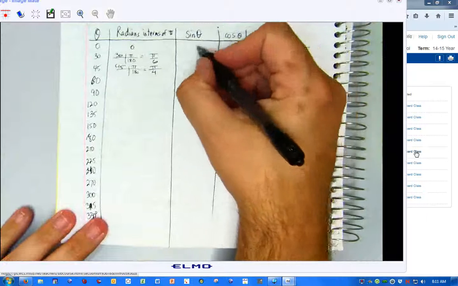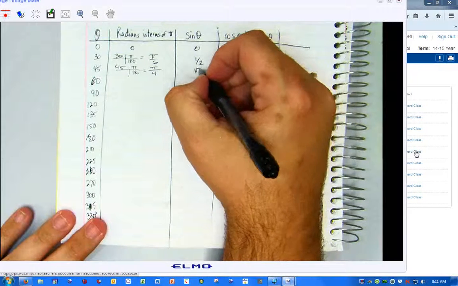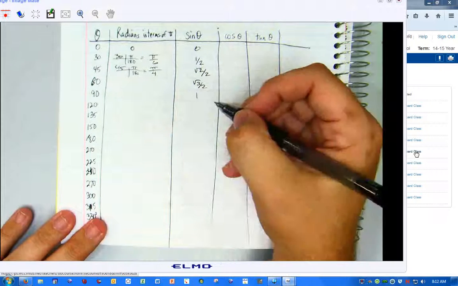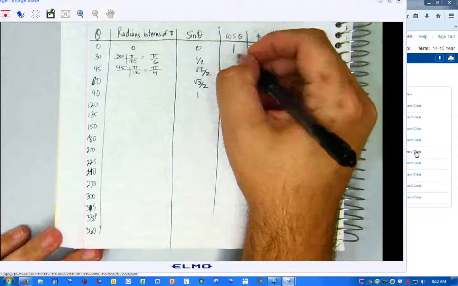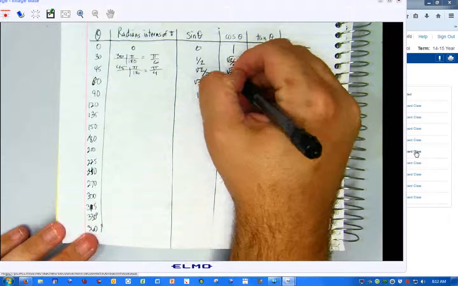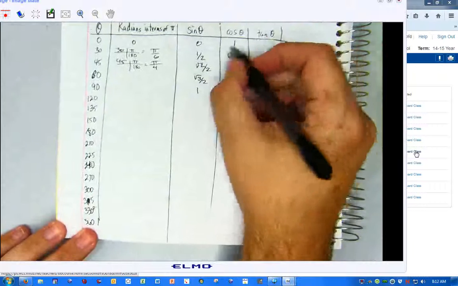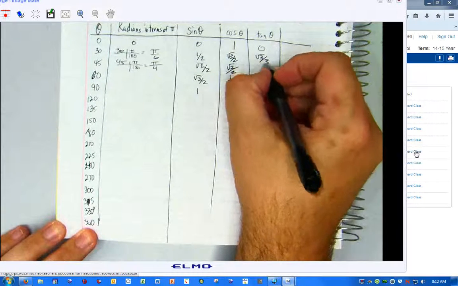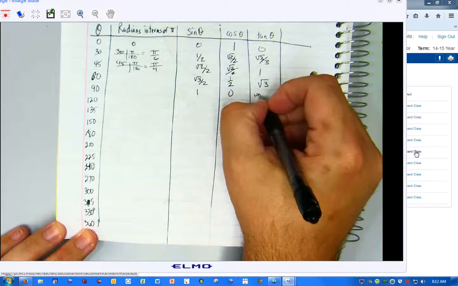I know sine starts at 0, and then it goes 1 over 2, then square root of 2 over 2, then square root of 3 over 2, then it goes to 1, and then it goes back down. And I know that cosine goes 1, square root of 3 over 2, square root of 2 over 2, 1/2, and 0. So I know this is going to be 0. This is 1 over the square root of 3, so it's square root of 3 over 3. That's 1. That's square root of 3 over 1. That's square root of 3. And that's undefined.